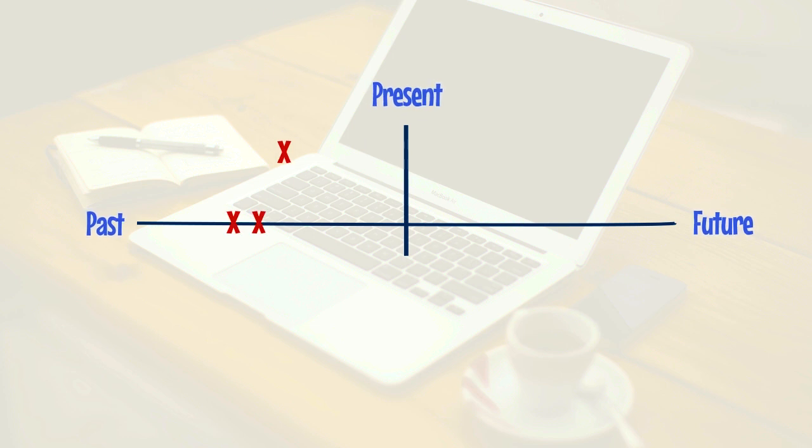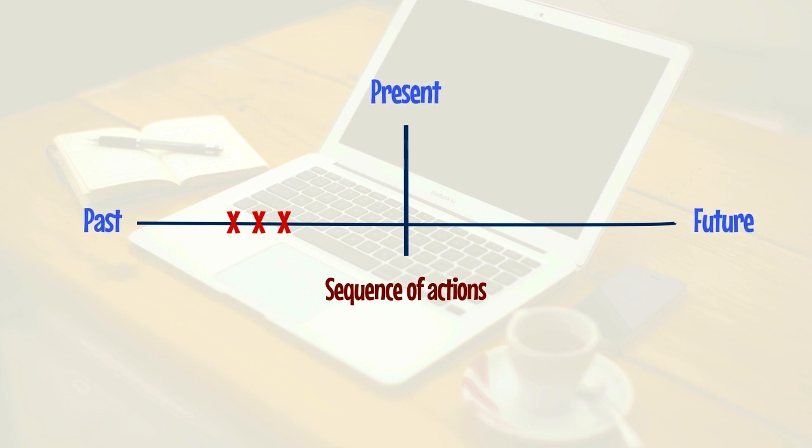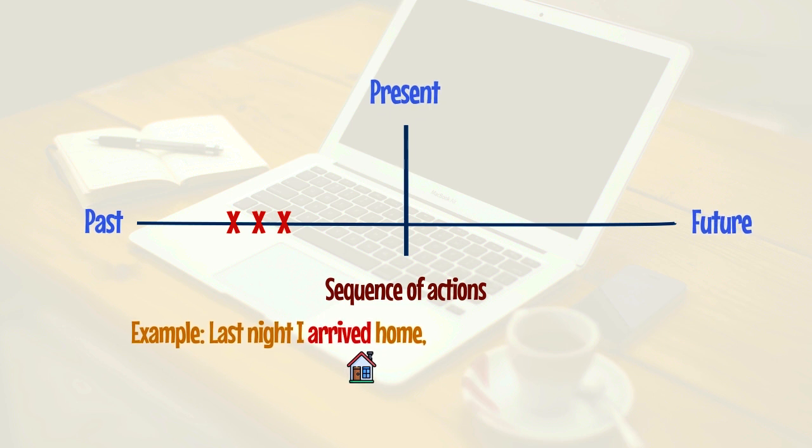A second use for the past simple is when we need to talk about a sequence of actions that happened in the past, one just after the other in the order that they are mentioned. Example: last night I arrived home, took a shower and went to bed.